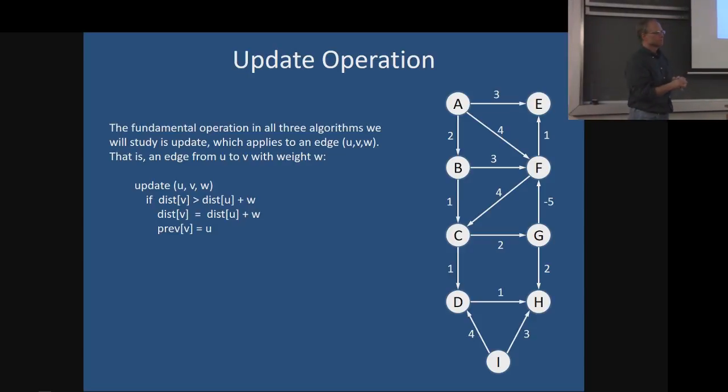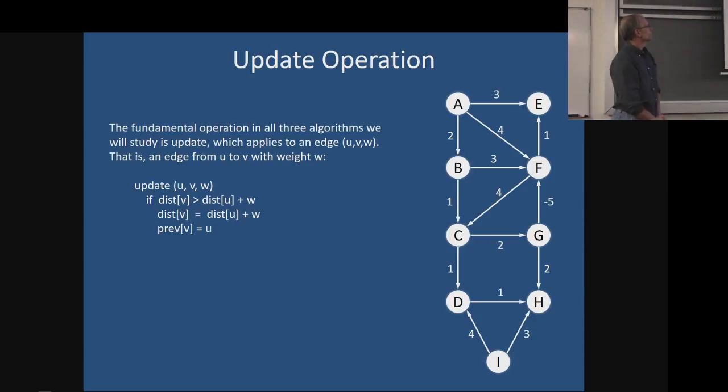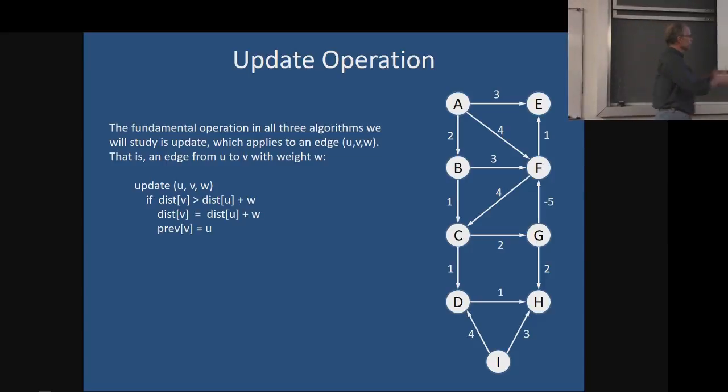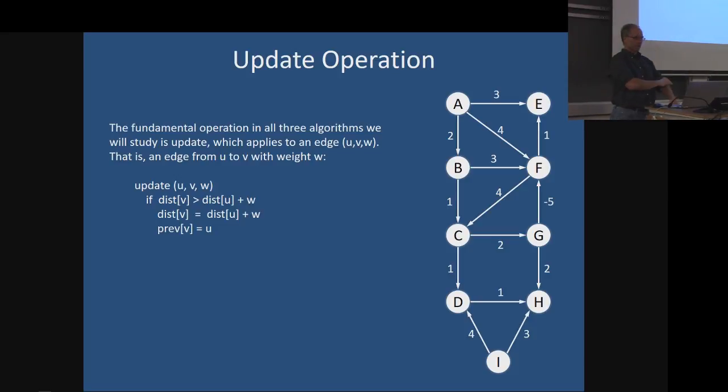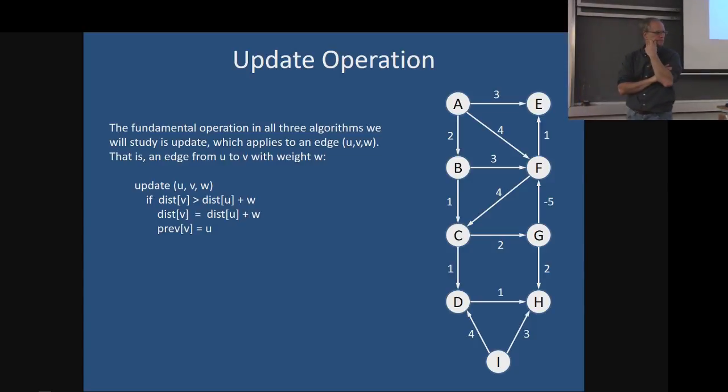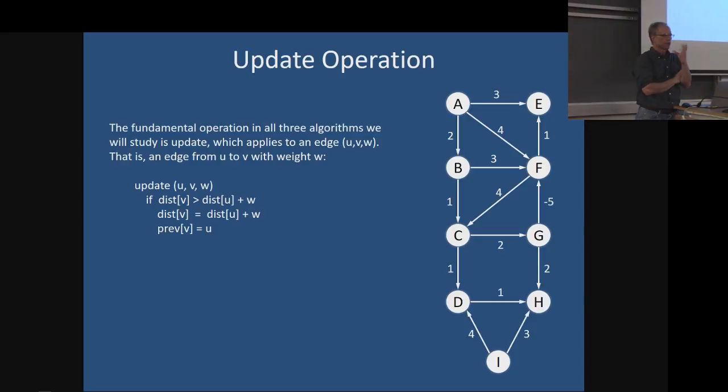Yeah? So what happens if it's still in the queue? He said if it's still in the queue, there's no queue here. We're not talking about a specific algorithm, we're just talking about the update operation. Okay? Yeah? What is the relationship between U, V, and W? U, V, and W is an edge from U to V of weight W. Okay. So take that edge from B to C. U would be B, V would be C, W would be 1. So UVW describes a weighted edge.